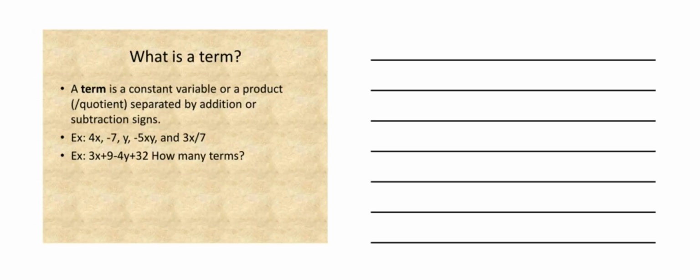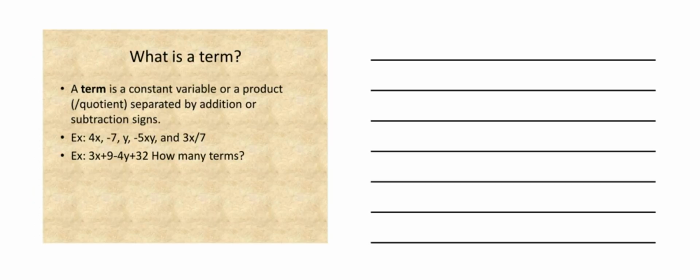What is a term? A term is a constant, a variable, a product, or a quotient, separated by addition or subtraction signs. Do notice, this is probably the biggest thing that will help you out for being able to add, subtract, multiply, and divide in the right order. Being able to notice which are your terms. So once again, they're separated by addition or subtraction signs, okay?